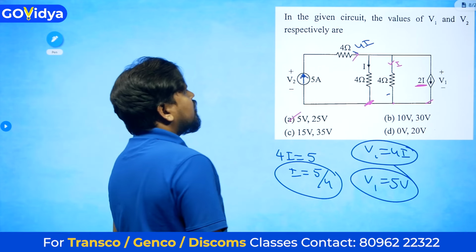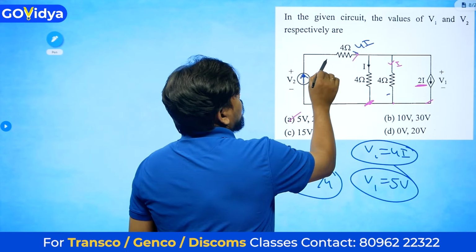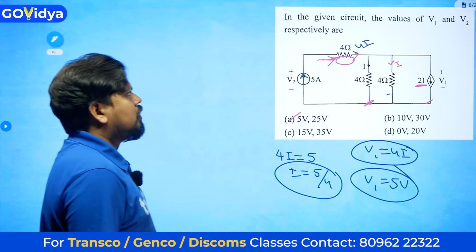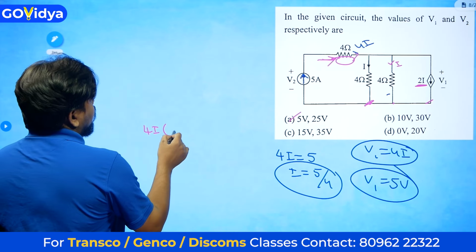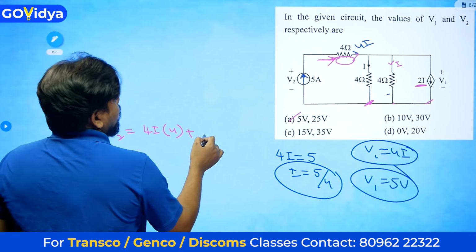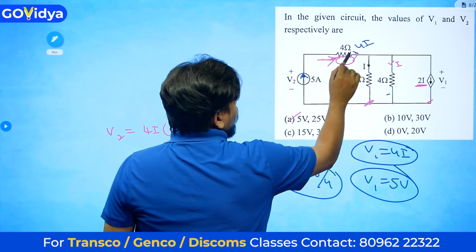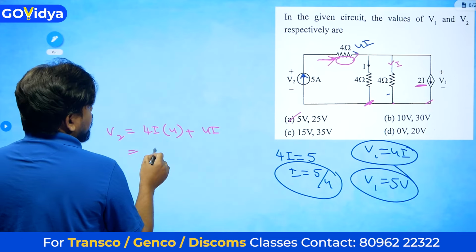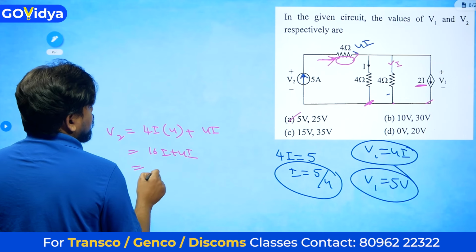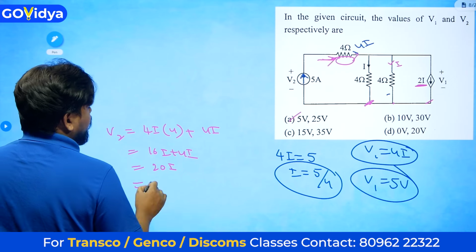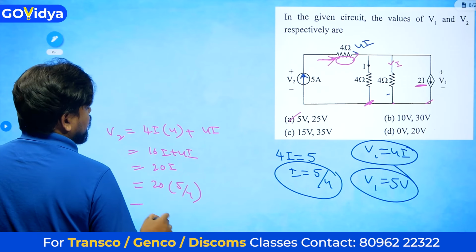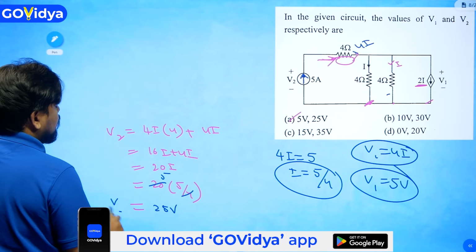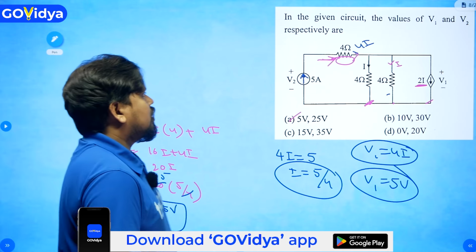But we can even find V2. How can we find V2? V2 is nothing but 4I into 4, and in this direction we are going, 4I into 4 plus 4I. So V2 equals 4I into 4 plus 4I, that is 4 into 4I plus I into 4. In this loop we have calculated, the total is 16I plus 4I, so it is 20I. The I value is 5 by 4, so 20 into 5 by 4 is 25 volt. So this is V2, we can calculate it directly.